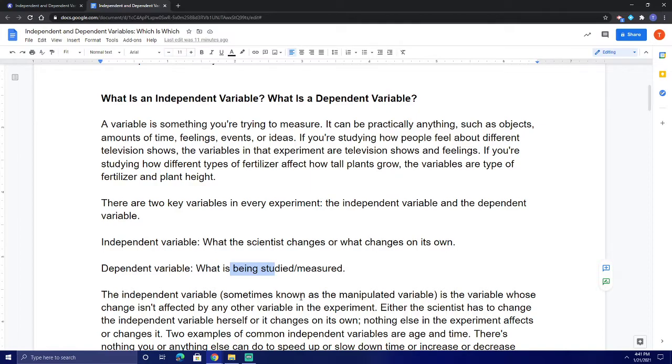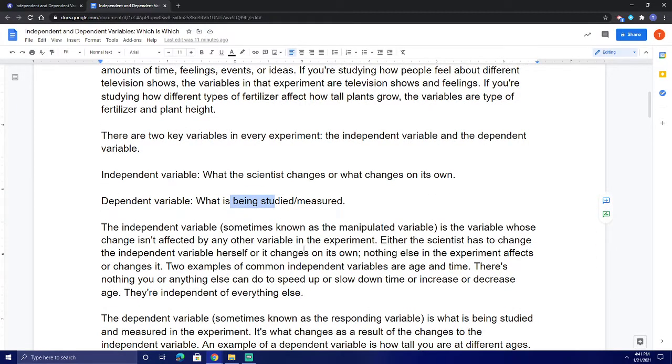The independent variable, sometimes known as the manipulated variable, is a variable whose change isn't affected by any other variable in the experiment. Either the scientist has to change the independent variable herself, or it changes on its own. Nothing else in the experiment affects or changes it. Two examples of common independent variables are age and time. There's nothing you or anything else can do to speed up or slow down time, or increase or decrease age. They're independent of everything else.